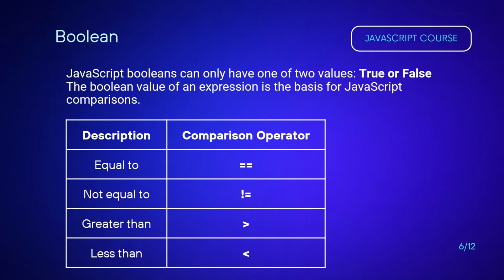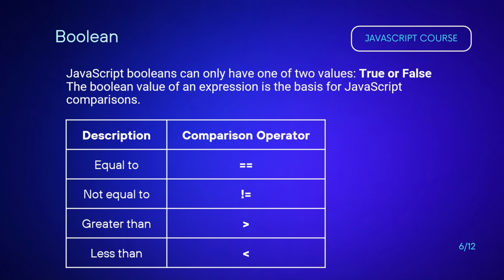Boolean. Boolean is a data type that only has two possible values, true or false. Booleans are mainly used when programs need to make decisions. For example, is the password correct? Is the student present? Is the player alive? Did the user log in successfully?